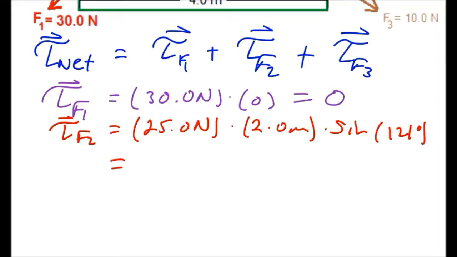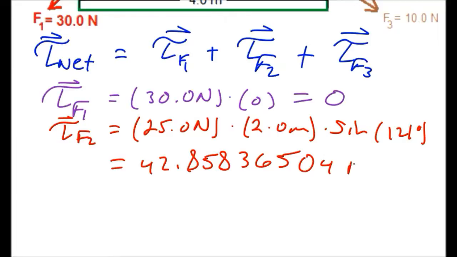42.85. Yep. That's a naked number, Brady. Newton meters. Very good.